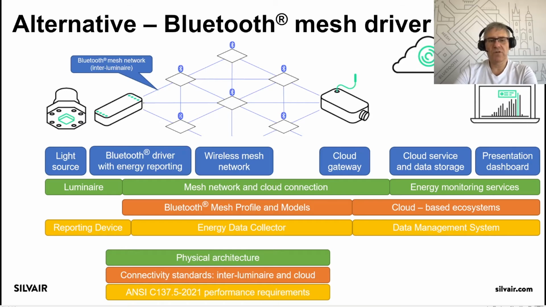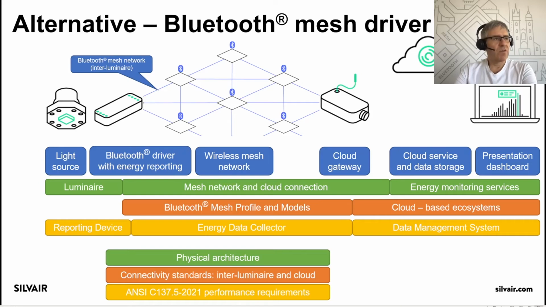So you see that the driver here represents a luminaire as a part of this wireless Bluetooth network. Everything else is like on the previous slide. So we have the reporting device, which is the luminaire that includes the wireless driver and the light source, and then we have energy data collection network together with the cloud gateway.